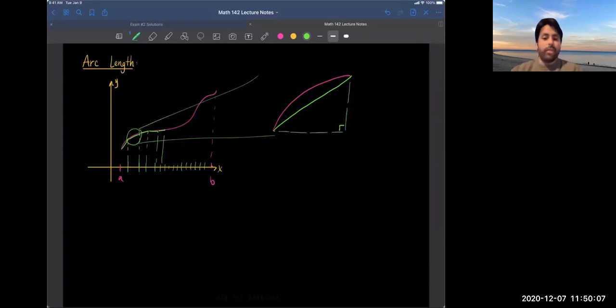This is a right triangle. You can set this up as a right triangle, and you can say this is some change in x, and this is some change in y, right? By the Pythagorean theorem, what would this have to be? Some change in distance. I'm going to call this change in s, okay? Now, if you make these smaller and smaller, this distance here becomes very close to the actual length. Agreed? It becomes really, really close.